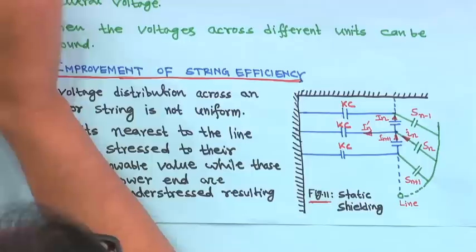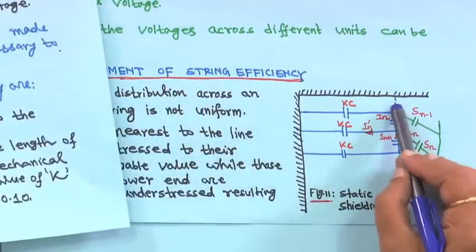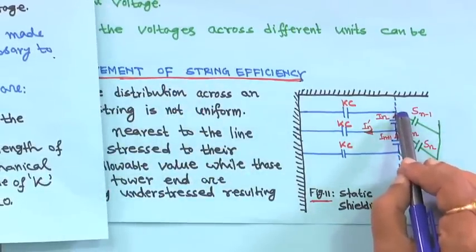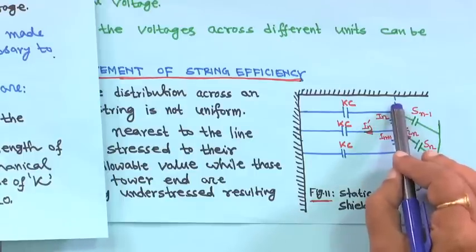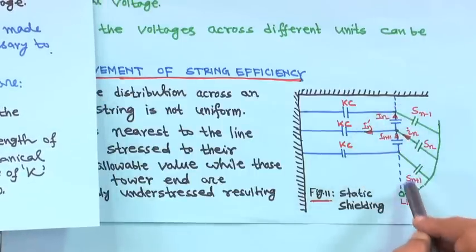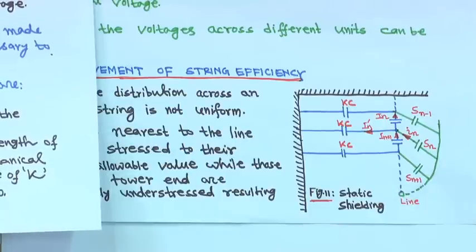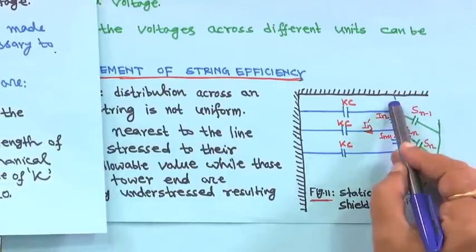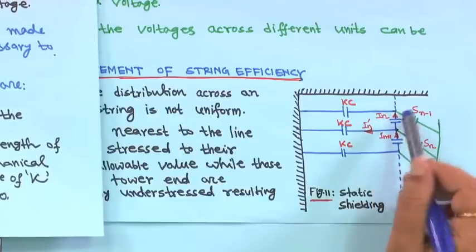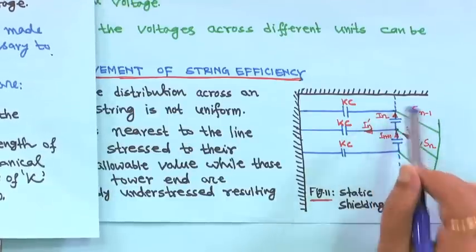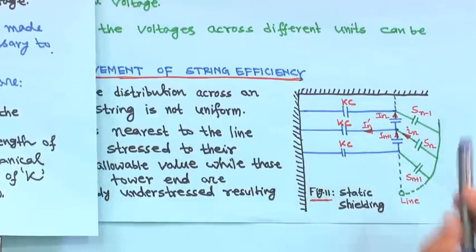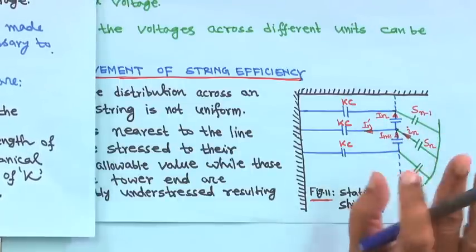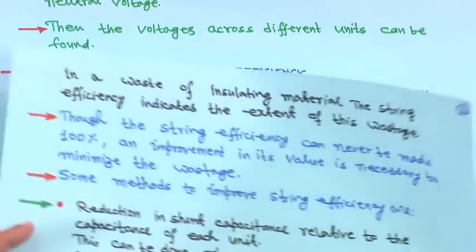What does it mean? The unit near the tower is at a lower voltage, and the units near the line have the higher voltage, although you are using identical insulating material. So it will be at lower stress and at higher stress, which means wastage of insulating material. So the idea should be to make the voltage across each unit as equal as possible.